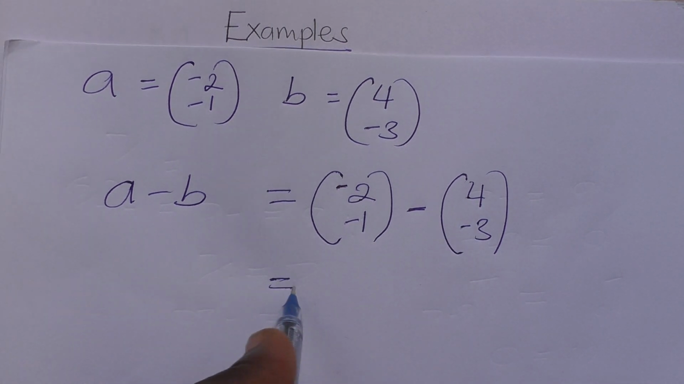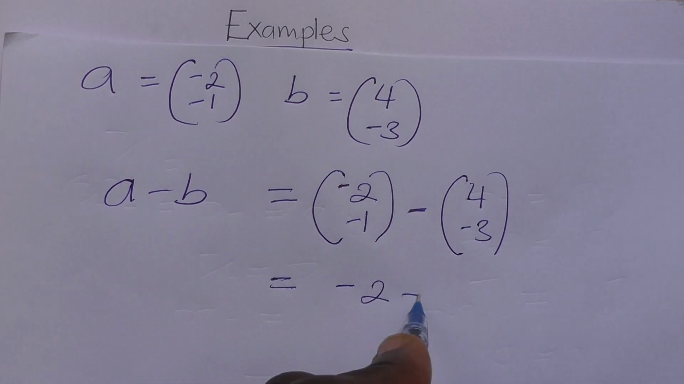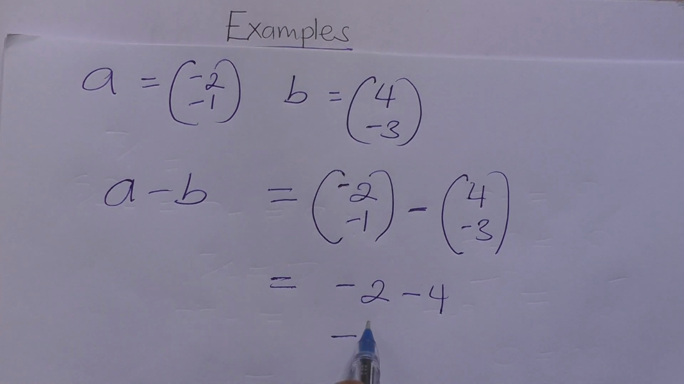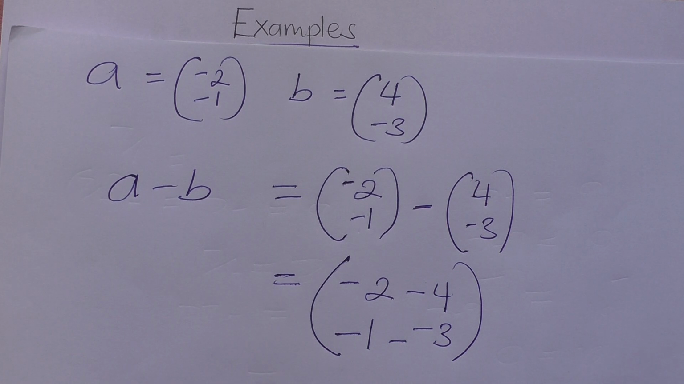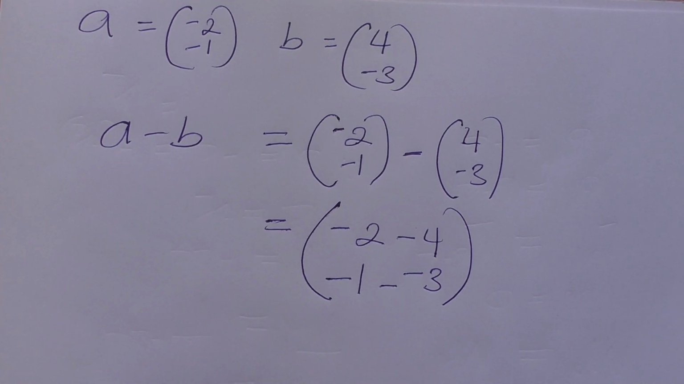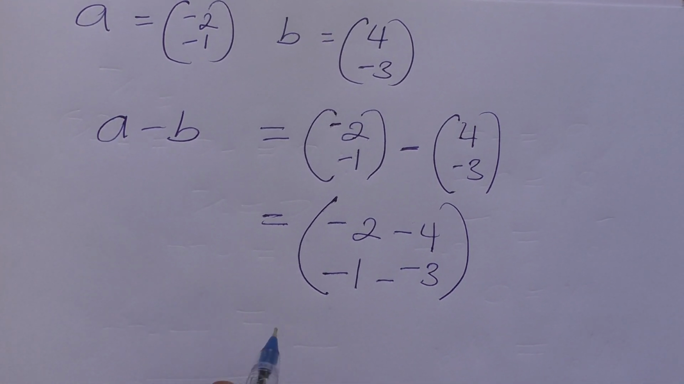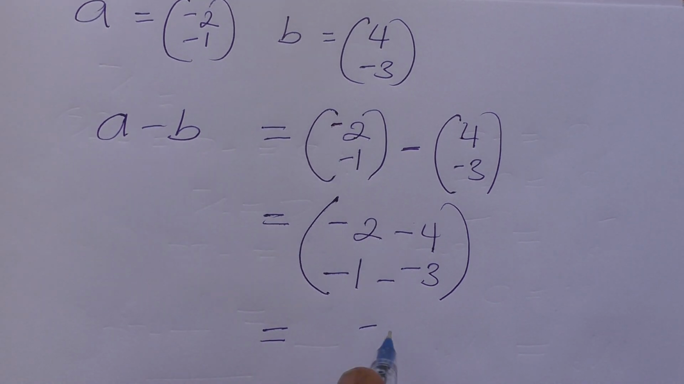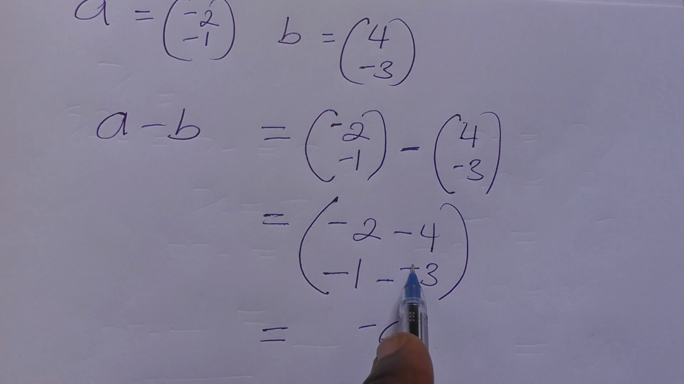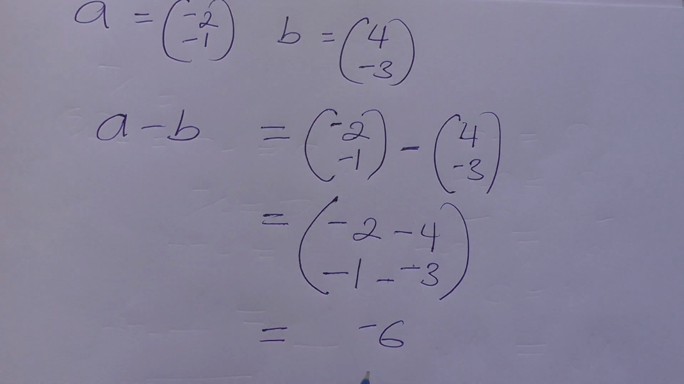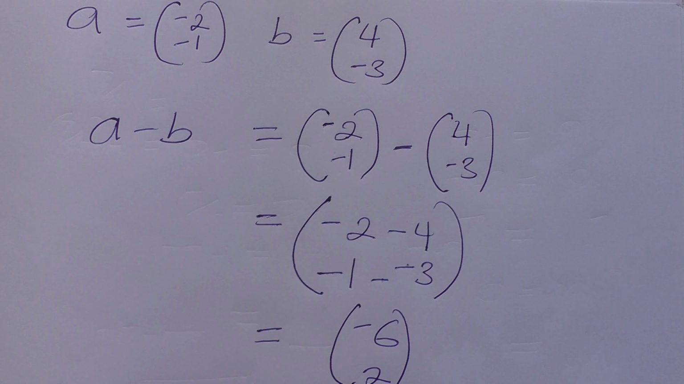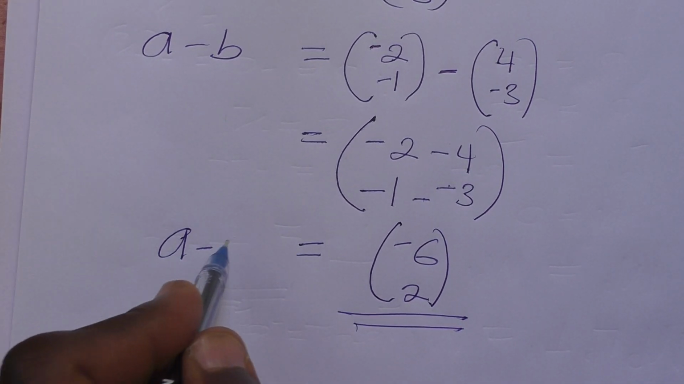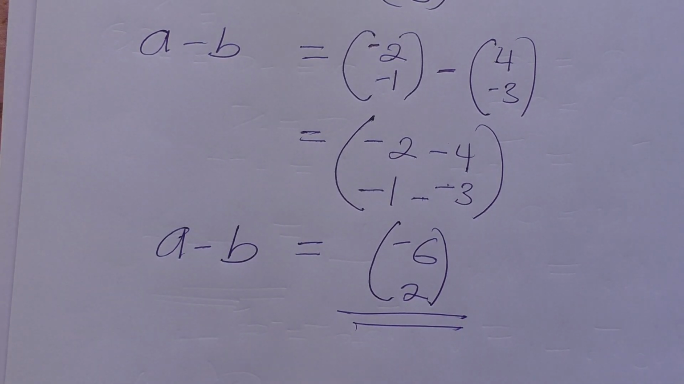That is to say, we shall have -2 minus 4 and then -1 minus -3. That is what we mean by dealing with corresponding components, which gives us -6, then minus is a positive, which gives us +2. So this will be A minus B.